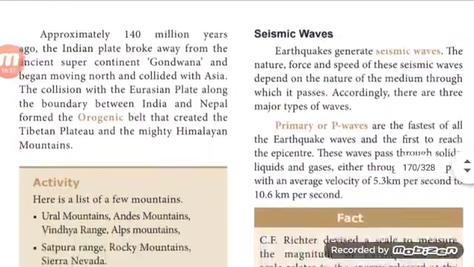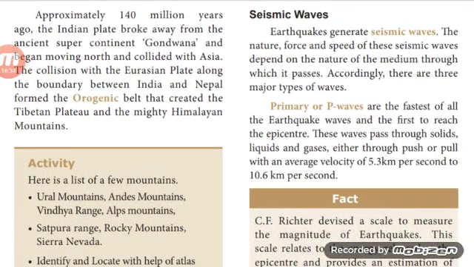Next, let us move on to seismic waves. These earthquakes generate seismic waves. The nature, force and speed of these seismic waves depend on the nature of the medium through which it passes, that is, whether it passes through solid matters or liquid matters or gaseous matter. Based on this, the seismic waves are divided into three types, such as primary or P waves, secondary or S waves, and surface or L waves. Now let us see about these three.